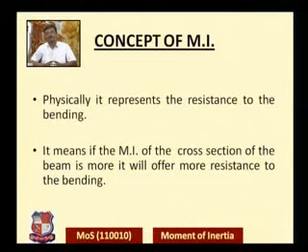Again, the important thing is regarding the unit. From the general equation, the area moment of inertia is equal to area into square of the distance. So if all the dimensions are given in mm, then the unit of moment of inertia would be mm raised to 4. Accordingly, if the dimensions are given in meter or centimeter, then the unit would be meter raised to 4 or centimeter raised to 4.